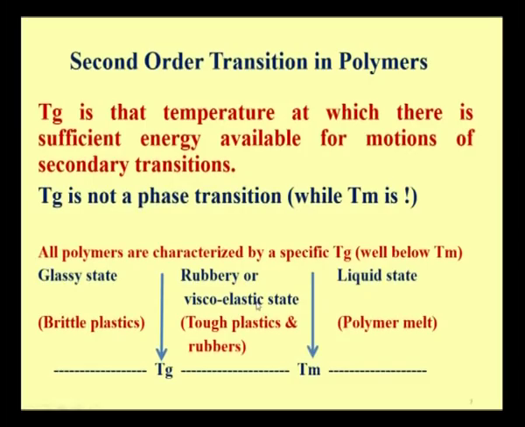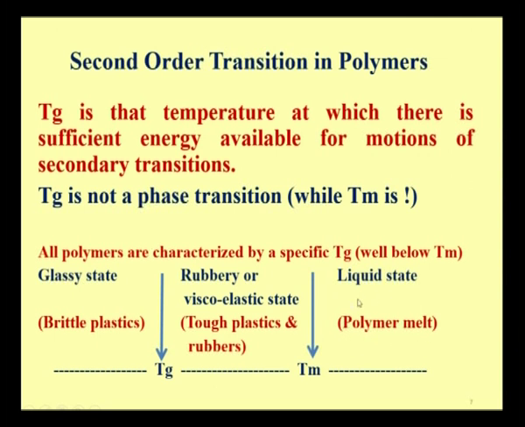You can classify the different states of a polymer material as the glassy state, the rubbery or viscoelastic state, and the liquid state. When the temperature is increased, the glassy state of the polymer, which is a brittle plastic, becomes flexible and rubbery when it reaches the glass transition temperature, and a tough rubber and plastic material is obtained. Further, when the temperature is increased beyond Tg, a temperature Tm is reached, where there is a transition from this rubbery state to the liquid state, where there is a phase transition.